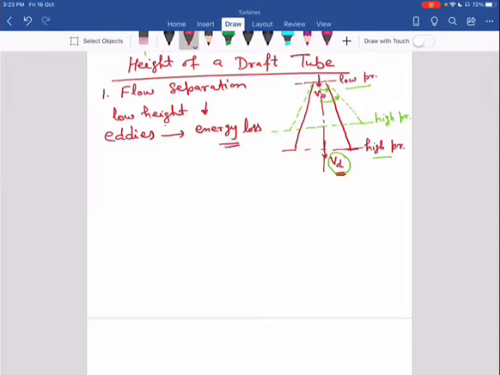So we can say here, we can set the length of the draft tube in such a manner that there should not be the flow separation. So we have to avoid the flow separation. So this is the one factor which we have to consider while deciding the length of the draft tube. The second factor is the cavitation.